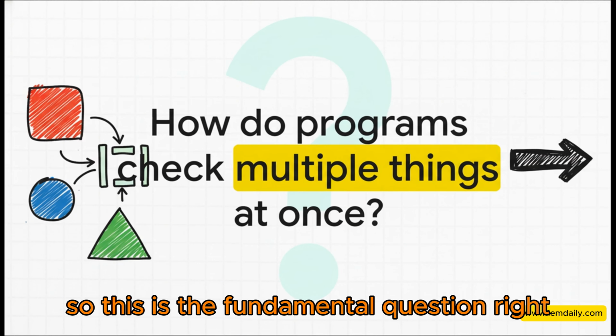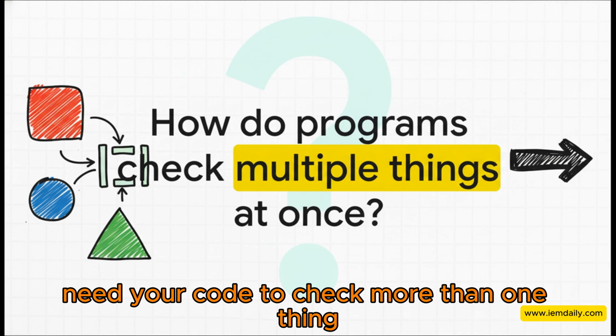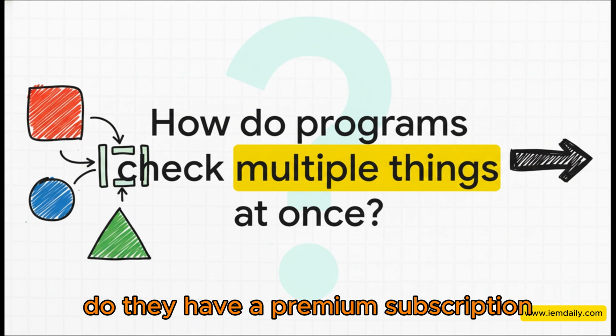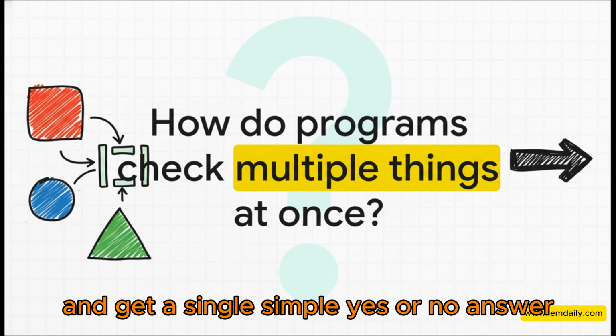So this is the fundamental question, right? As a programmer, you constantly need your code to check more than one thing at the same time. Is the user over 18? Do they have a premium subscription? Is their payment method valid? How do you take all these different conditions and get a single, simple yes or no answer?